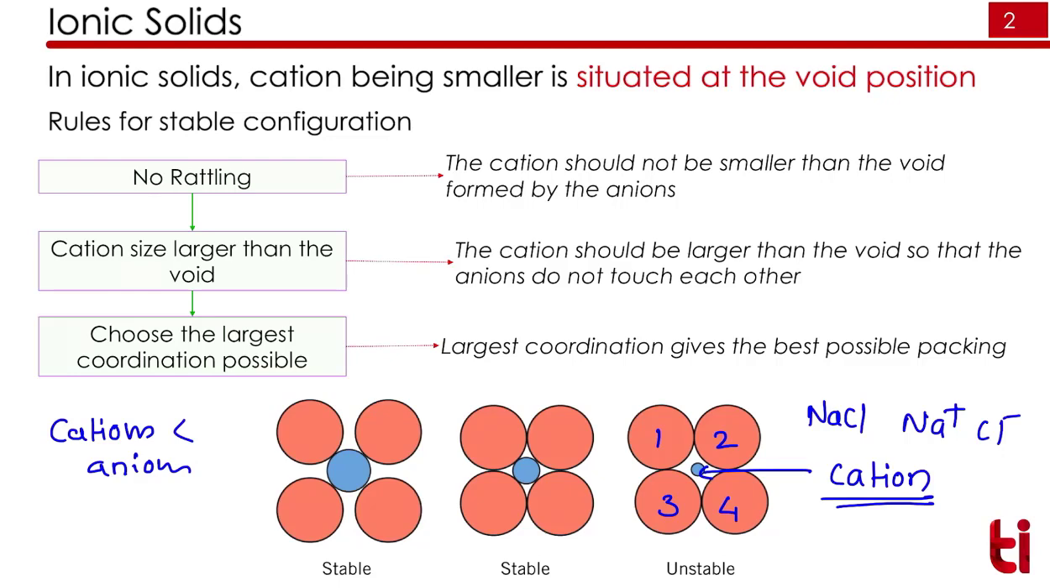So the stable structure here is that the cation and anion should touch each other. In the other case, this is called an unstable structure because the cation will rattle. The second one is the stable structure, and this is the more stable structure. They should fit together and they should touch together. That is the criterion for stability of ionic solids. Remember that the cation is situated at the void position.